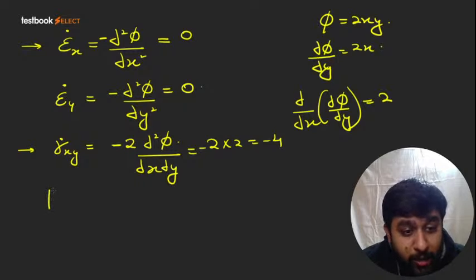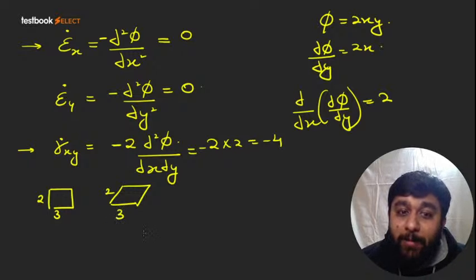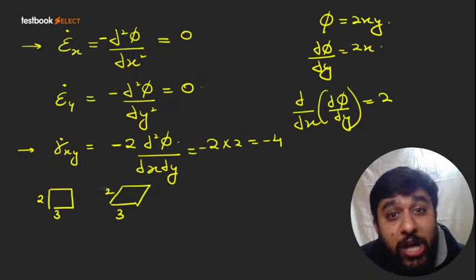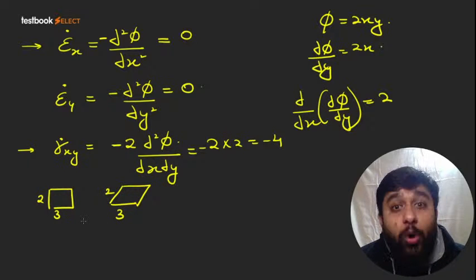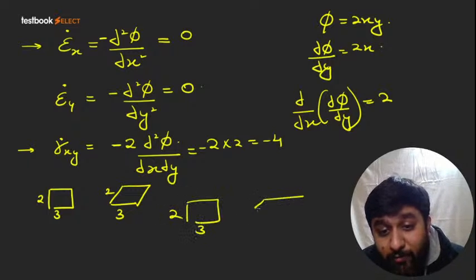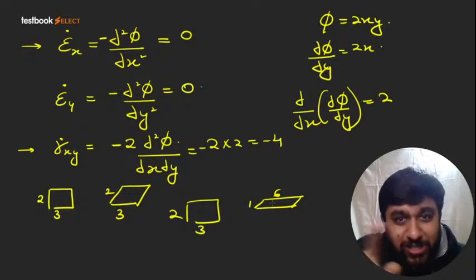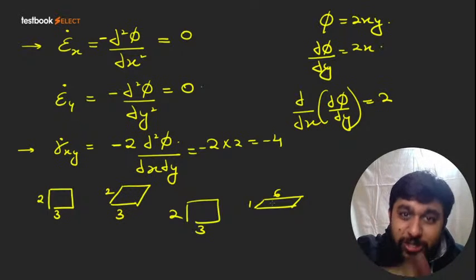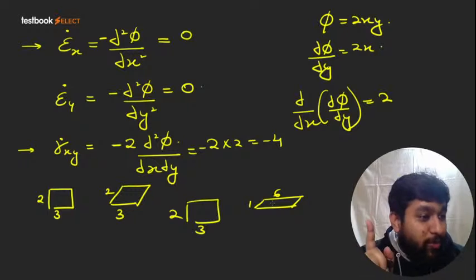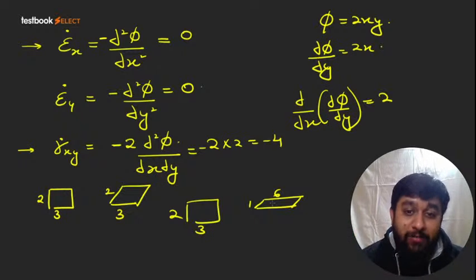So there is a possibility like this. There is a possibility like this. This is 2, this is 3. When the particle moves ahead, this remains 2 and this remains 3. So there is a change in shape, no change in size. Or it can happen like this. 2, 3, this becomes 1, 6. So there is a change in size, change in shape, but no change in volume. So in this way, deformation can happen in different ways.